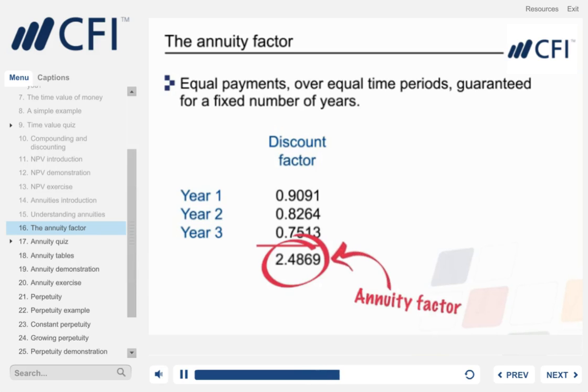This is very useful, as it provides a shortcut to calculate the present value of an annuity. Notice if we multiply our annuity payment of $100 by the annuity factor, we get the same answer as before, $248.69. We can also use annuity tables to work out our annuity factor to save even more time.